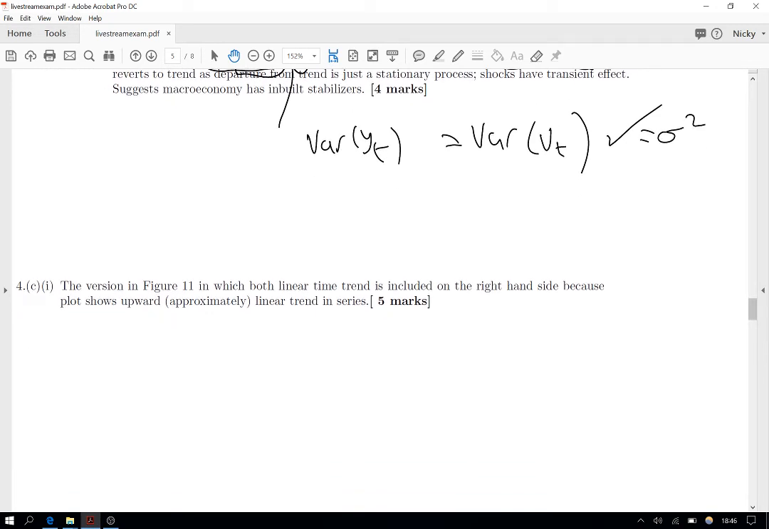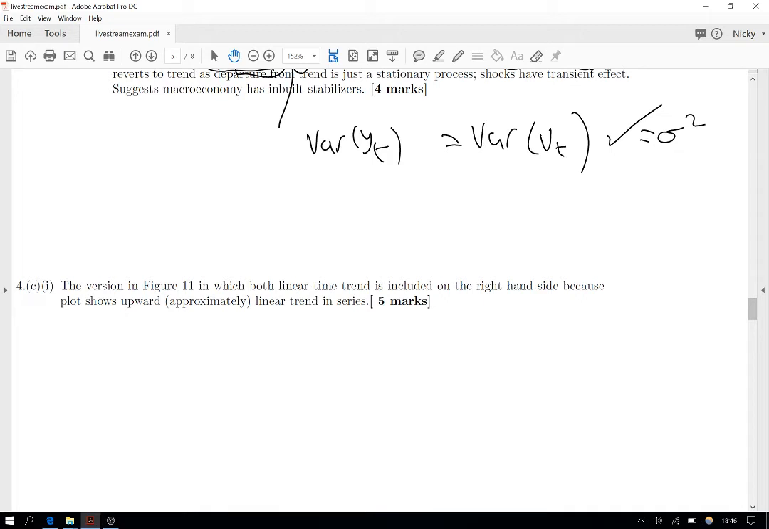Okay, so next question then. Figure 8 plots the logarithm of quarterly GDP in the UK for this period. On the basis of this plot, a researcher wishes to test whether the series contains a unit root. Therefore, he runs 3 different versions of the augmented Dickey-Fuller test. Part of the EViews output from these tests is presented in figures 9 to 11. So which version of the ADF test should the researcher use? Briefly justify your choice.